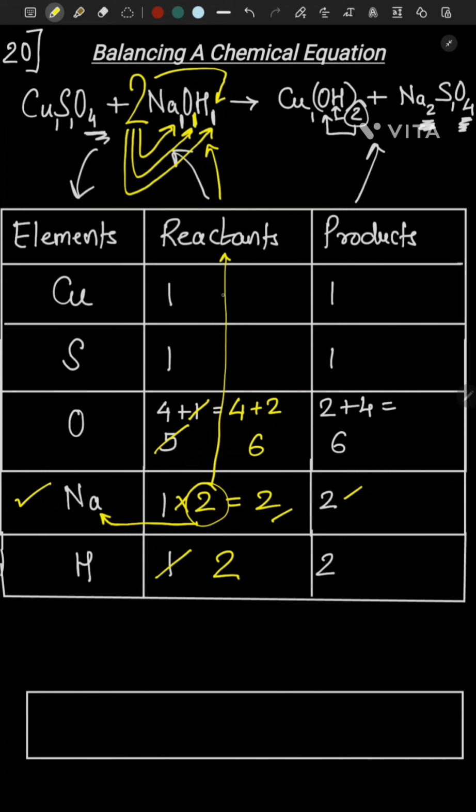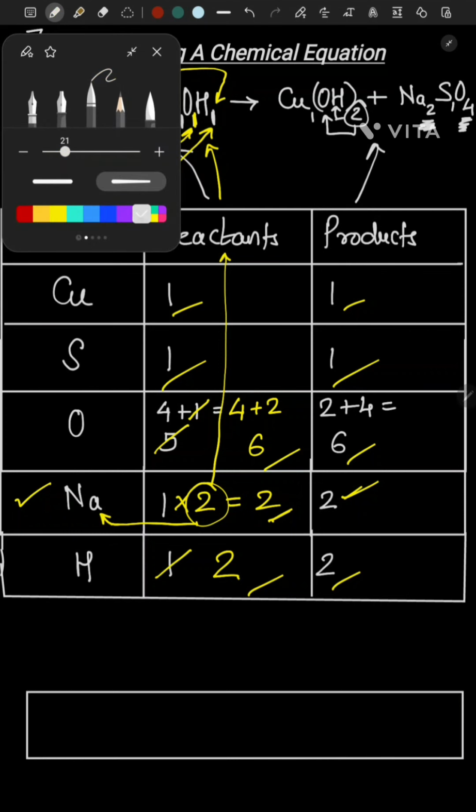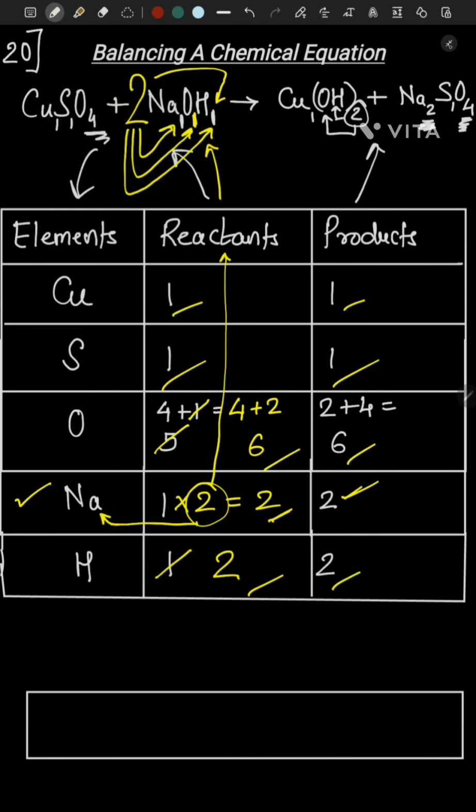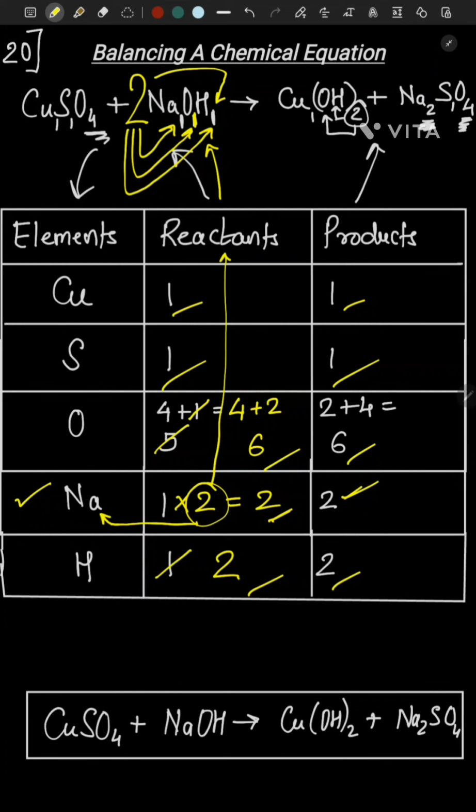Now just compare copper with 1 and 1. Sulfur 1 and 1. Oxygen 6 and 6. Sodium 2 and 2. Hydrogen 2 and 2. Hence, we find that they are all the same. So what is the final count? We just have to put 2 here, and rest everything is balanced. So this is our balanced chemical equation.